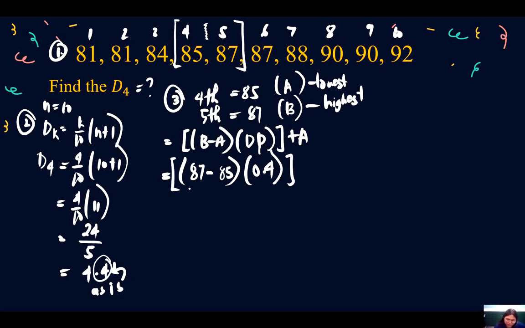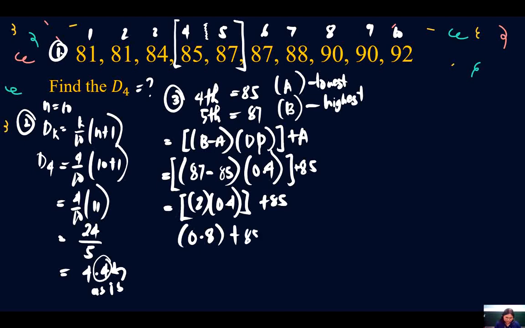Okay, plus the lower value, which is 85. Do not forget the plus. Okay, let's simplify yung loob ng ating grouping. So, 87 minus 85 is 2. Then, 2 times 0.4. So, the answer is 0.8. Okay, plus 85. So, the answer is 85.8.